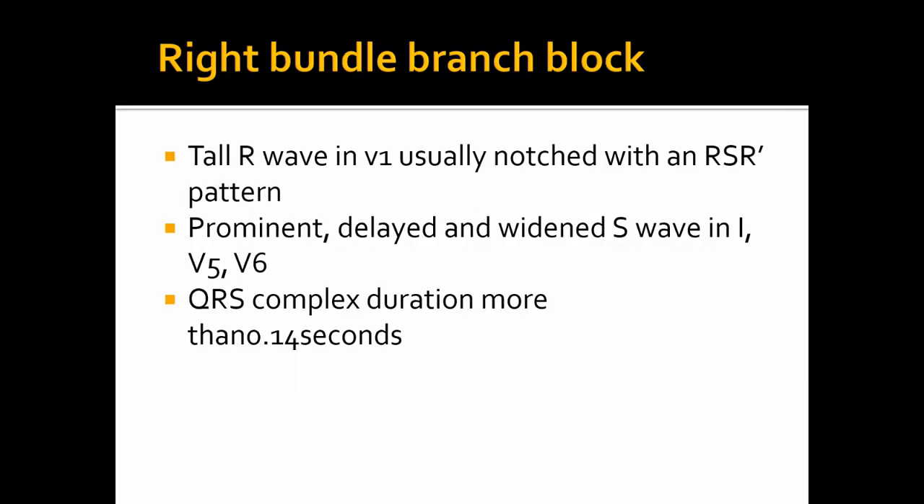So right bundle branch block. In right bundle branch block, there is a tall R wave in V1, usually notched with an RSR pattern. There is a prominent delayed and widened S wave in lead 1, V5 and V6, and QRS complex duration is more than 0.14 seconds.